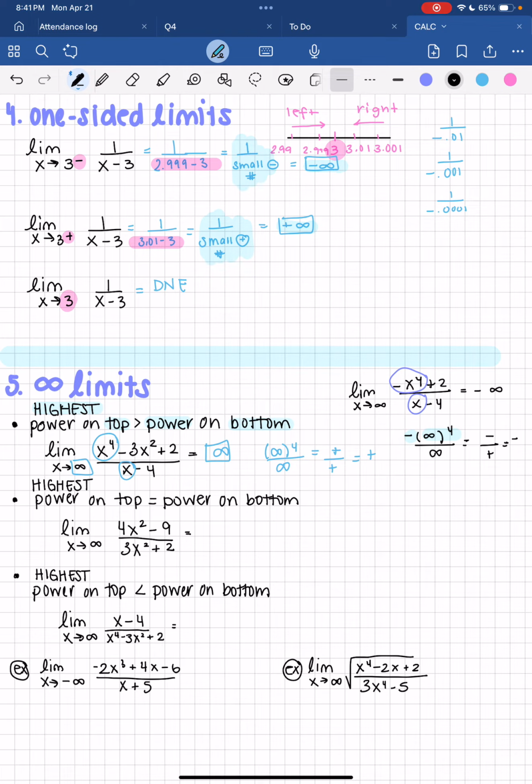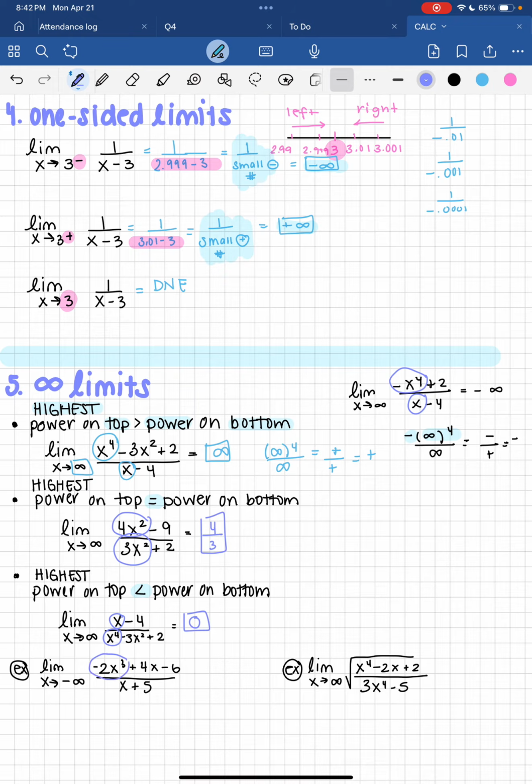Now, if the highest power on top equals the highest power on the bottom, find the highest power here and here, and all you do is take the ratio of the coefficients. That's just going to be 4 divided by 3. Done. And last but not least, if the highest power on top is less than the highest power on the bottom, circle the highest power here and here, then that's going to go to 0. All right, so let's look at this first example.